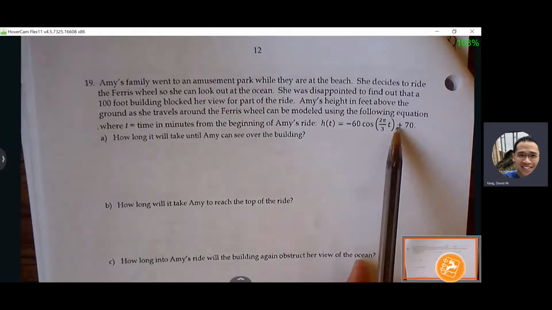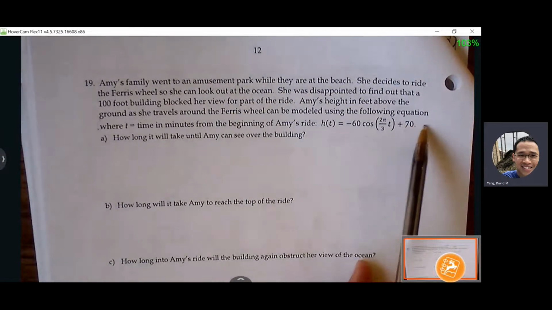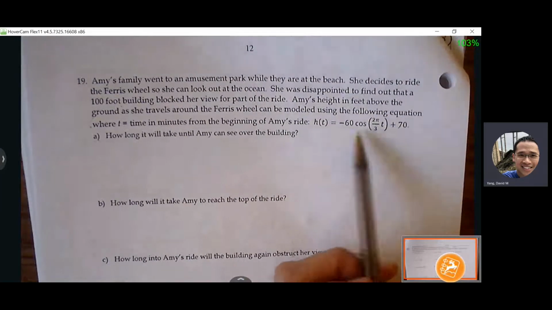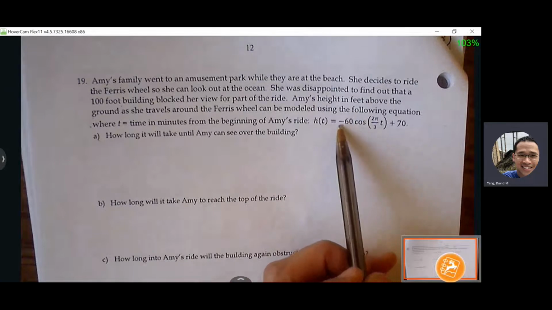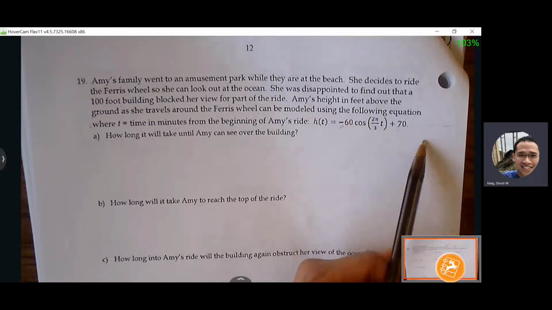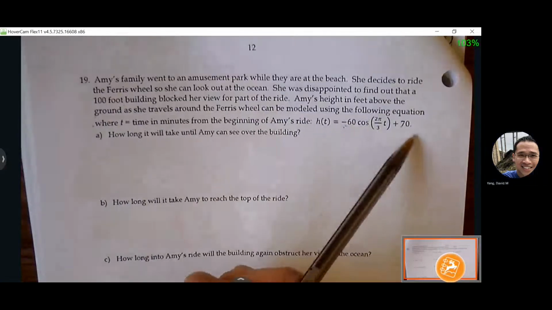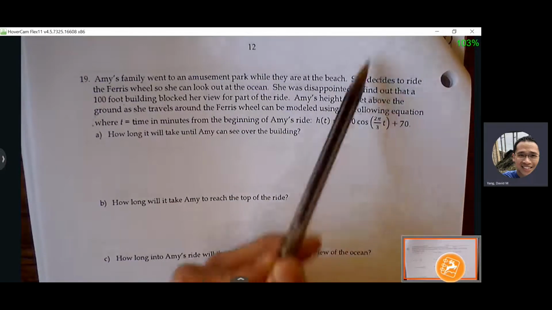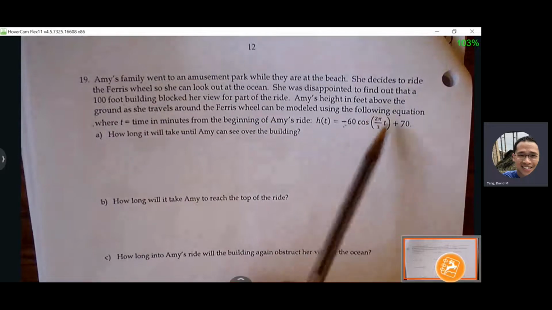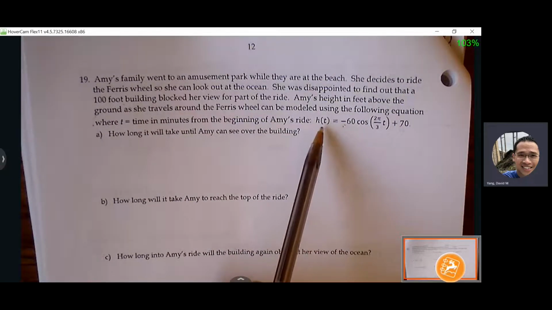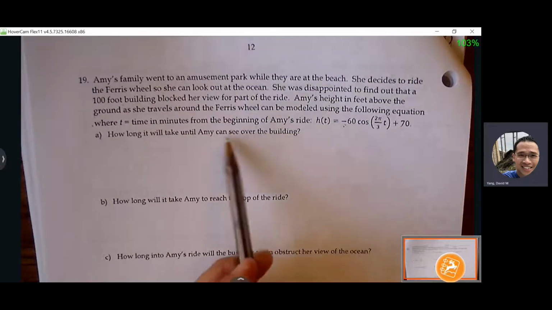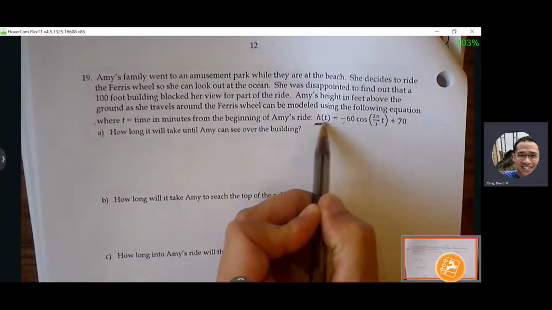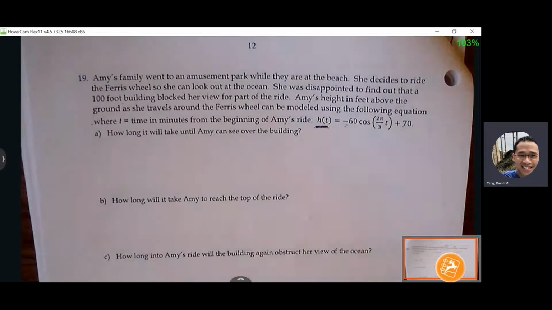So this 70 is basically the average height for the Ferris wheel, but it's going to start on the ground. So that means it's going to start off 10 feet above ground, but then it's going to go up to 130 feet and come back down around. We just basically have to figure out how long it will take for Amy to see over the building. So think of this as the height of the ride at any time.